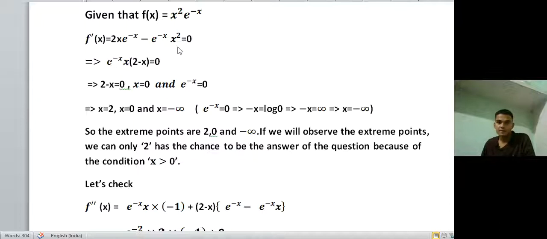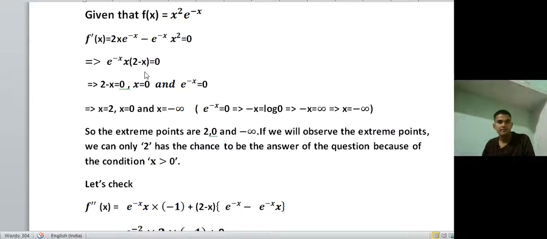So we have to find out the derivative of this. So what will be the derivative? You can see, this is e to the power minus x into x into 2 minus x. So e to the power minus x into x, then the derivative of 2 minus x, that is minus 1. Then 2 minus x into the derivative of this. This is e to the power minus x into the derivative of x, that is 1. e to the power minus x into 1.